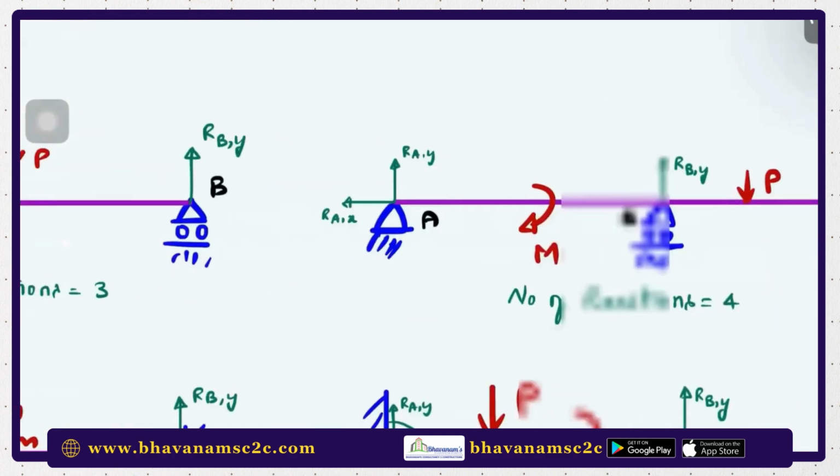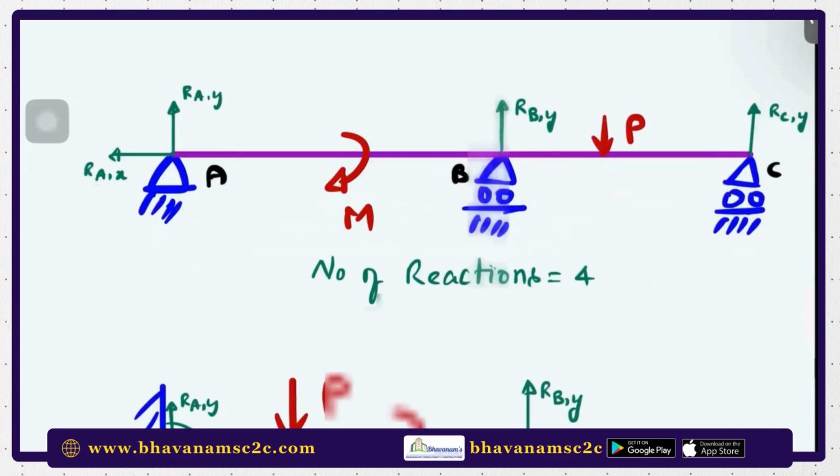Clear? Now coming to the continuous beam. It is a pin support. Pin support, obviously two reactions, and roller support, there will be one reaction, and here it is a roller support, there will be one reaction, and finally there are 2 plus 1 plus 1, 4 reactions.